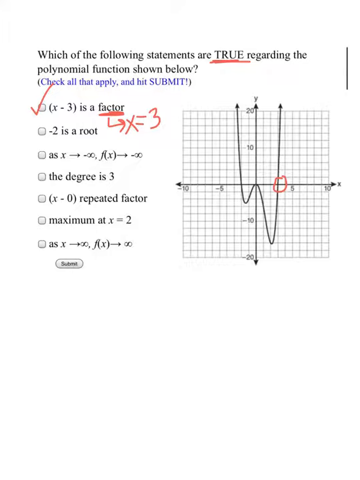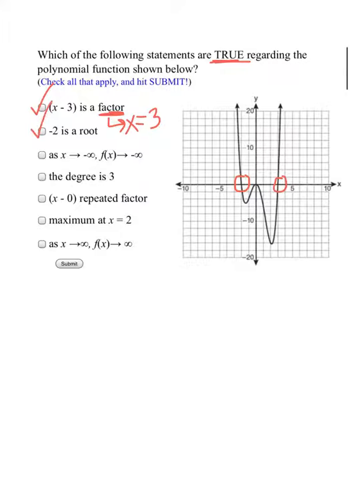Then it says negative 2 is a root. Okay, well that one's easy. I do not have to change the sign because it's already written like a root or a solution. And so again, if I look over here, I see that the graph hits the x-axis at negative 2, so that's also true. Then it gives us this really weird notation.